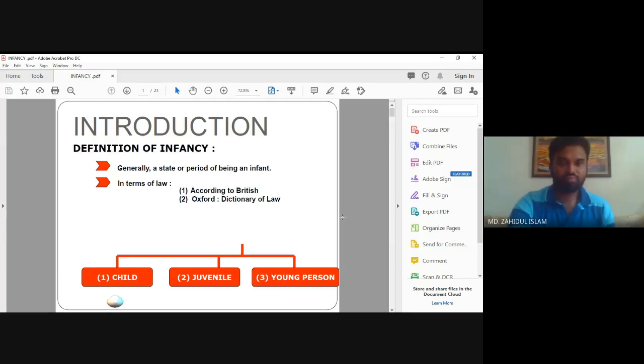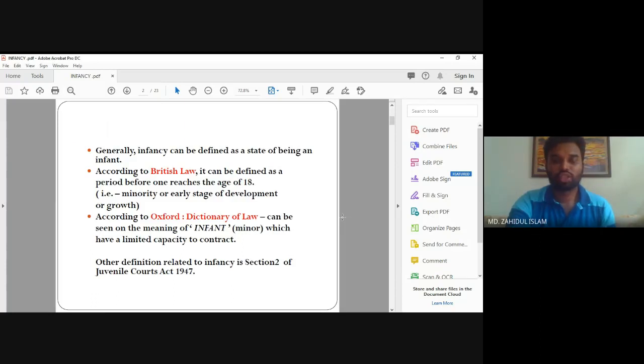So, British law dictionary, they define it differently. According to British law, it can be defined as a period before one reaches the age of majority, the age of 18 years old. According to the Oxford Law Dictionary, an infant has a limited capacity to contract. That means infants, people in infancy, are under 18 years old. Under 18 years old, yeah. Other definition, okay.